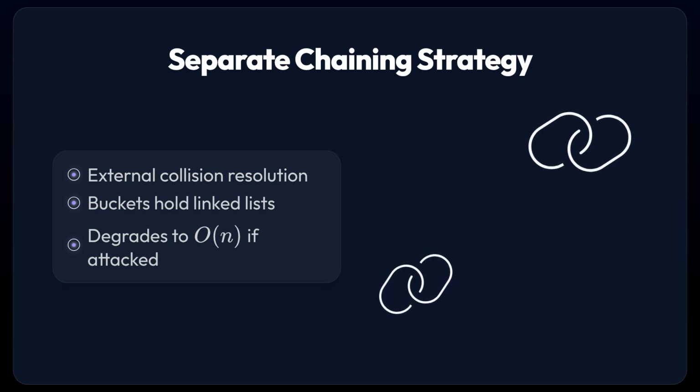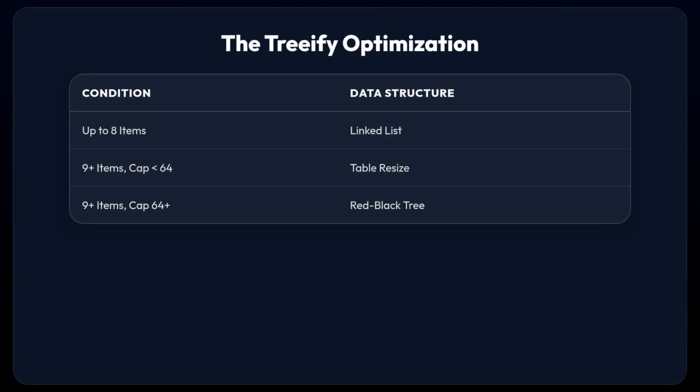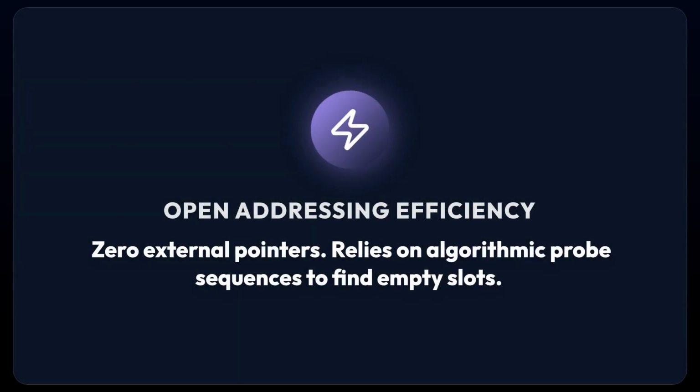To prevent hash flooding denial of service attacks, Java 8 introduced the Treeify strategy. Once a bucket receives its 9th colliding element, the table evaluates its total capacity. If the capacity is under 64, it simply resizes to spread the keys. But if the capacity is sufficient, the fragile linked list morphs into a self-balancing red-black tree, hardening the worst-case lookup to logarithmic time. Linked lists cause severe memory fragmentation.